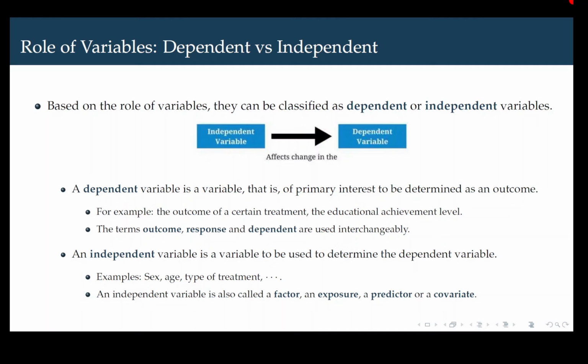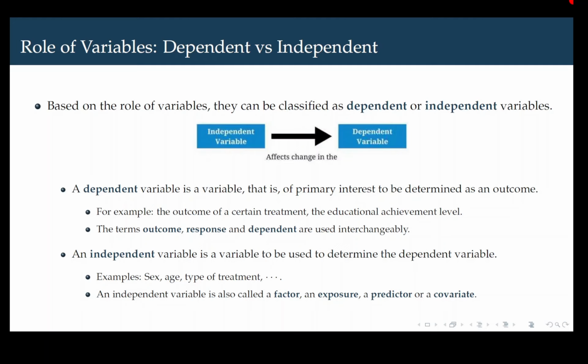A dependent variable is a variable that is of primary interest to be determined as an outcome. For example, if we are interested in the outcome of a certain treatment, whether the treatment is effective or not, this variable can be considered as a dependent variable. The educational achievement level can also be considered as a dependent variable because it is a variable that is of primary interest to be determined as an outcome.